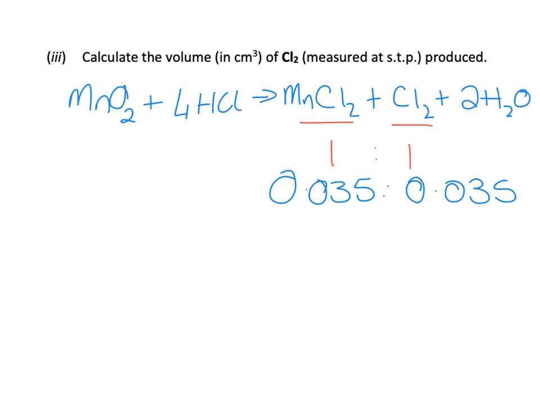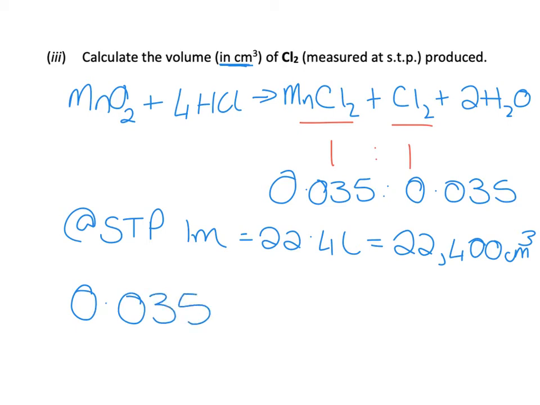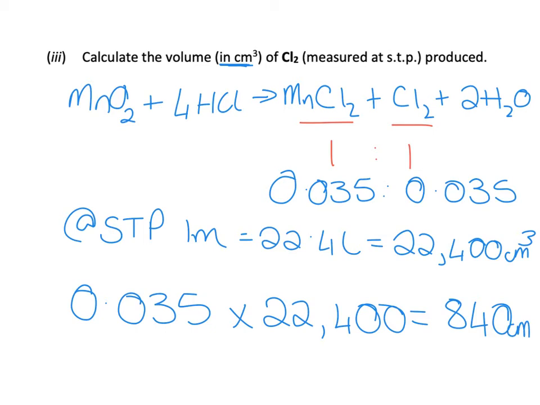We also know that at STP, 1 mole is equal to 22.4 litres, or that's equal to 22,400 centimetres cubed. Remember, if you flick back up to the question, they want the answer in centimetres cubed. So we take our 0.0375, we times that by our 22,400, and when we do that, guys, we get an answer of 840 centimetres cubed.